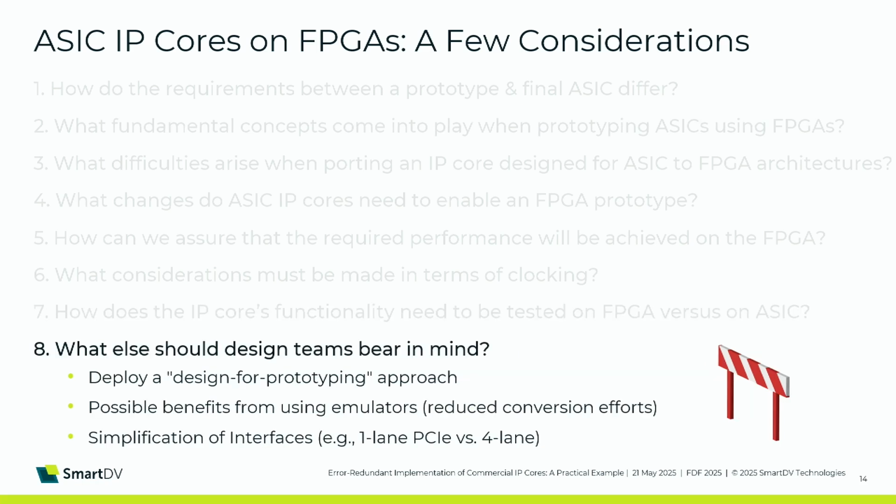So, what else should design teams bear in mind? In some cases, it is required to reduce the functionality. A typical example here is PCIe interface that is working seamlessly as a 4-lane interface on an ASIC. If you would like to do the same on FPGA, it might be necessary to narrow it down to just 1 lane, because otherwise it might not be possible to port it to FPGA at all.